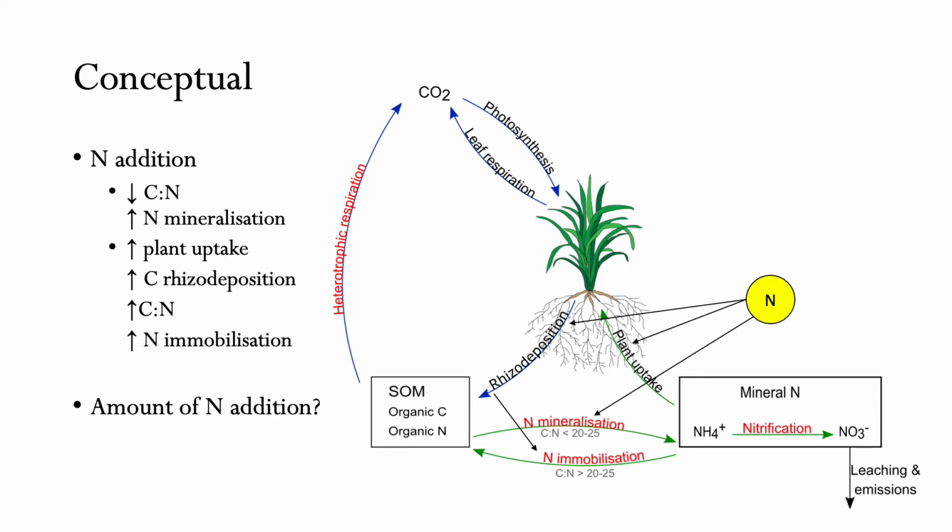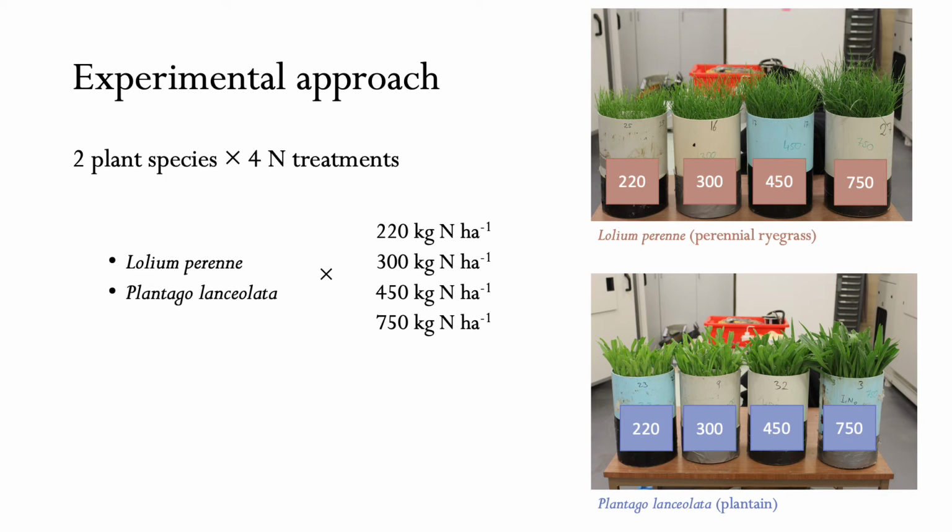So to investigate this, I set up a microcosm experiment under controlled conditions with two plant species. I used the perennial ryegrass as the typical pasture species in New Zealand and compared it to plantain, which may have a higher capability to release carbon into the soil based on my previous observations. I treated these two plant species with an increasing rate of nitrogen, which are somewhat typical for urine patch concentrations of grazing livestock.